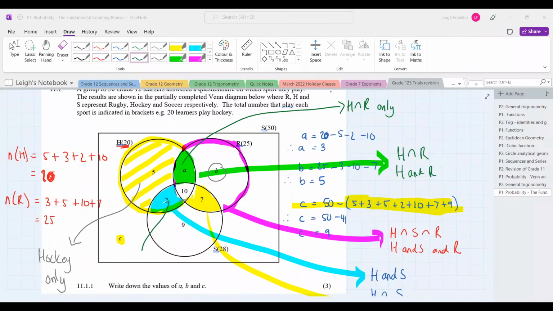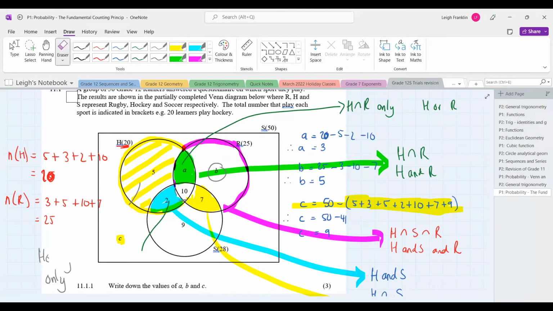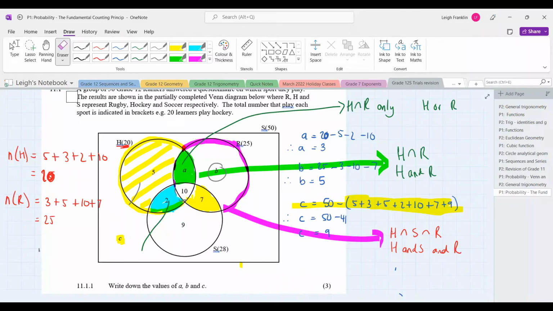When we talk about the union of sets, so if I talk about hockey or rugby, what does that mean exactly? Anyone got an idea? What does hockey or rugby mean? Just going to rub some of this off because it's a little bit messy. Anyone got any idea what hockey or rugby means?